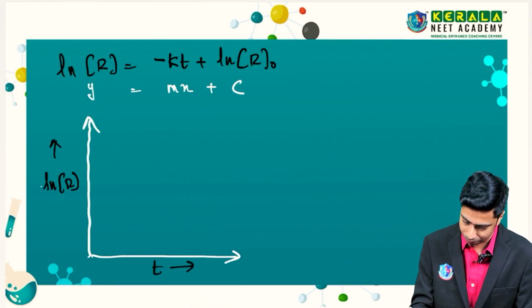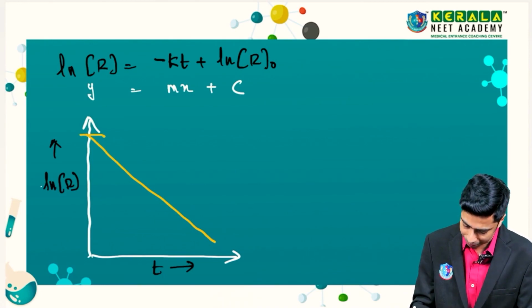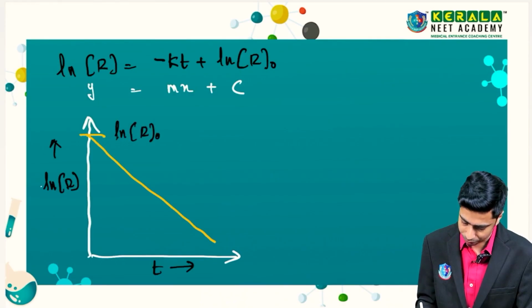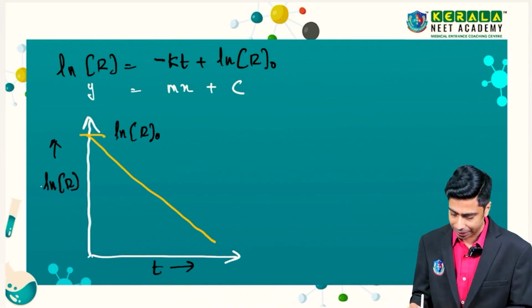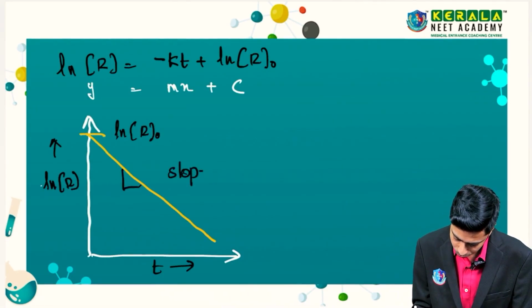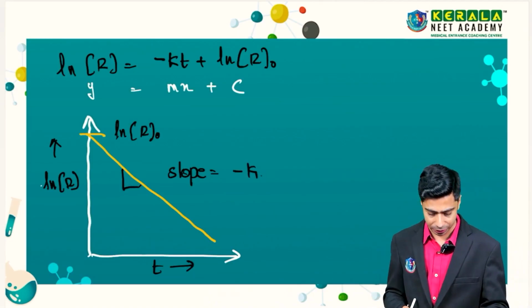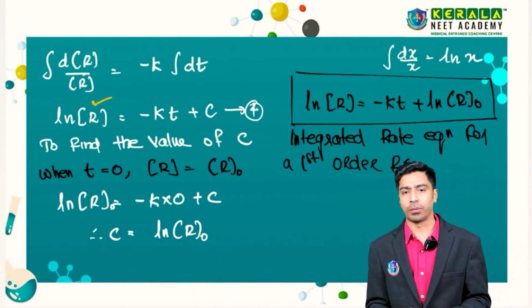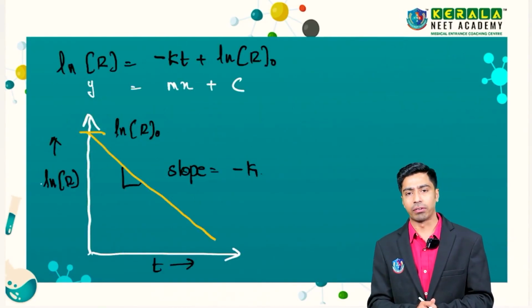So minus k will be the value of slope. So the straight line will be like this. The y-intercept is equal to natural logarithm of r0, and the slope is equal to minus k. So we have got the equation natural logarithm of r equal to minus kt plus ln r0, and this will be the graphical representation.